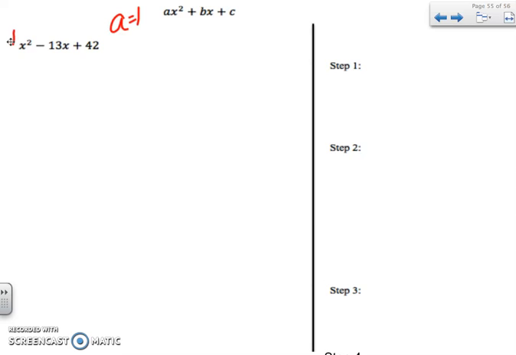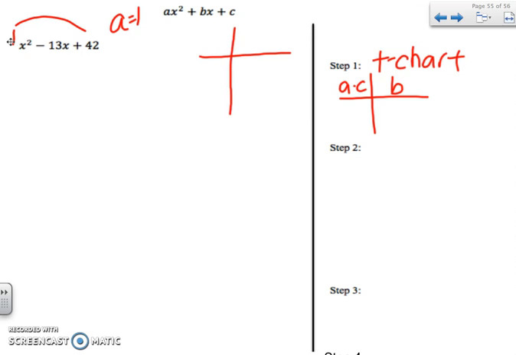So first off, again, step 1 is to do your t-chart. So you're going to do a times c, and then you're going to have your b term on the right side. So 1 times 42 is 42, and then your b term is a negative 13. So now we're going to do my t-chart. So when can I multiply and get a positive, but add to get a negative? Well, I know when that is: when both of my factors are going to be negative. So I'm going to have to put 2 negatives on both of my numbers.